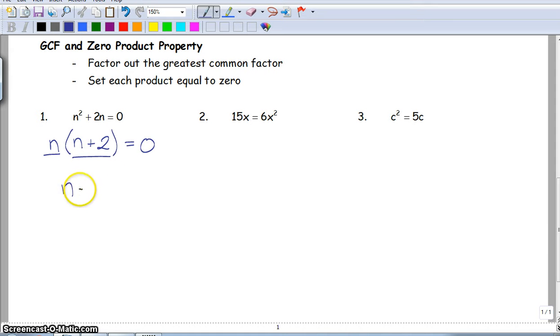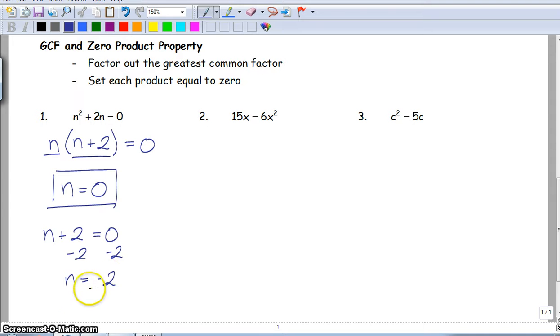So my first one, n equals 0, I don't need to simplify. That's one of the solutions. The second product, n plus 2, set it equal to 0. Subtract 2 from both sides, n equals -2 is the other solution. And if you were to go back through and plug it in, you'll see both of them will work.